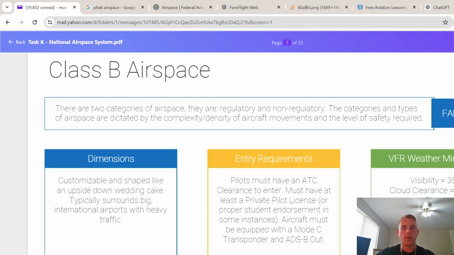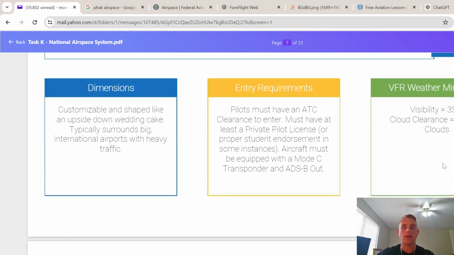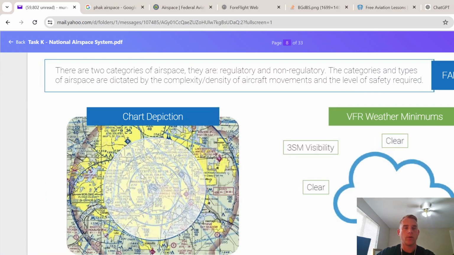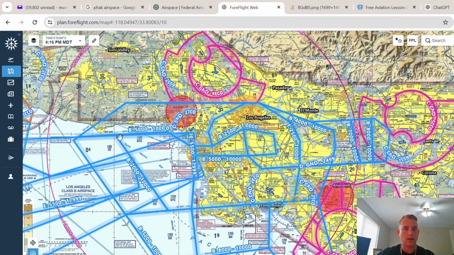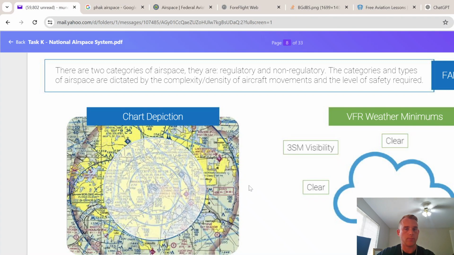Okay, weather minimums for Class Bravo airspace: 3 statute miles visibility and clear of clouds. What does it look like on the VFR sectional? It is blue, B for blue, okay? And if we go back to ForeFlight here, you can kind of see what it looks like. It is literally just blue. We don't overcomplicate it. B equals blue. We already went over the weather minimums.